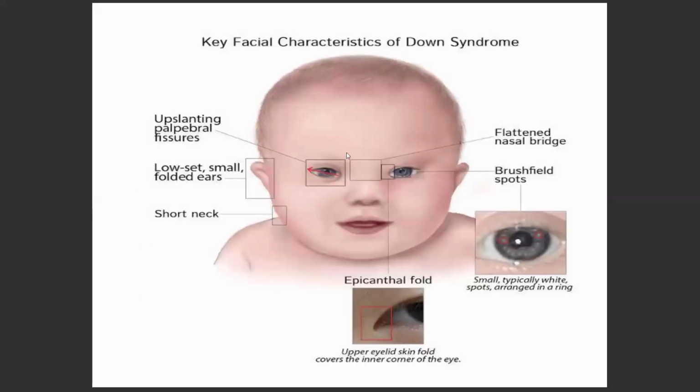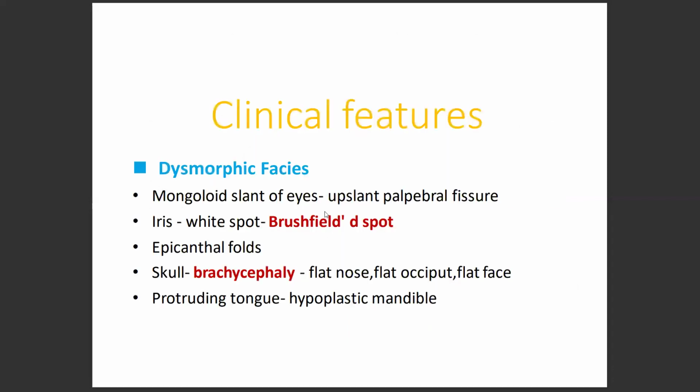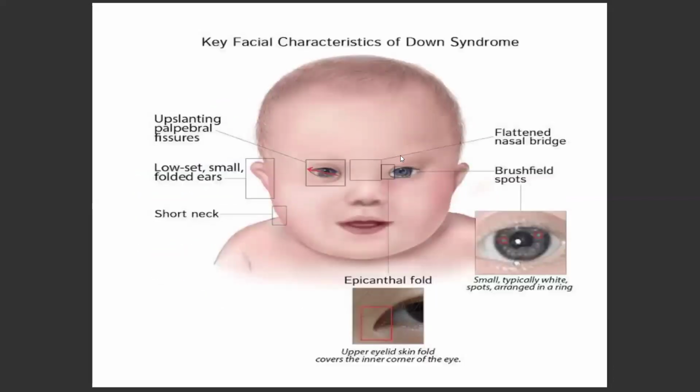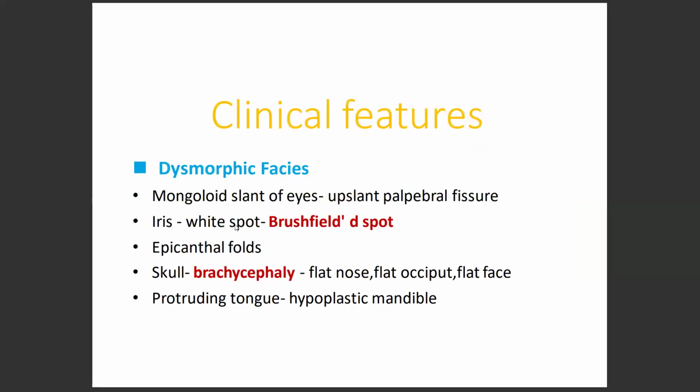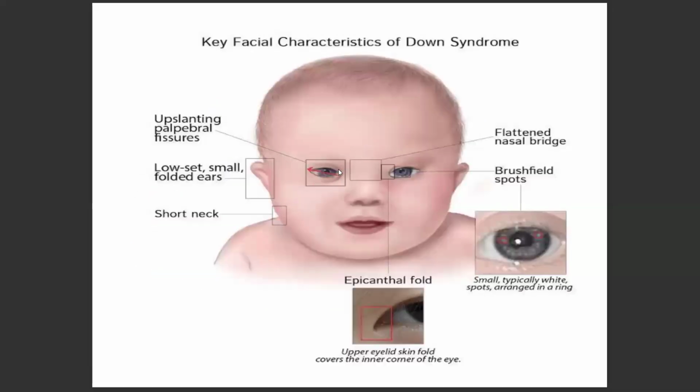By this picture, we can easily remember these features. There will be dysmorphic facies, which include an upslanting palpebral fissure. Then in the iris we have white spots, also known as Brushfield spots. Then we have the epicanthal fold. This picture shows the epicanthal fold, the upper eyelid skin fold which covers the inner corner of the eye.